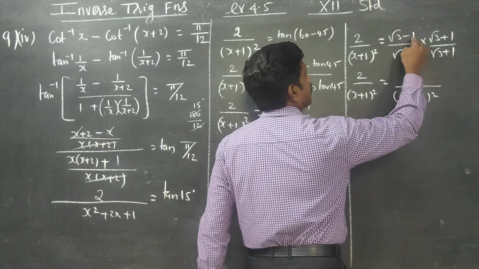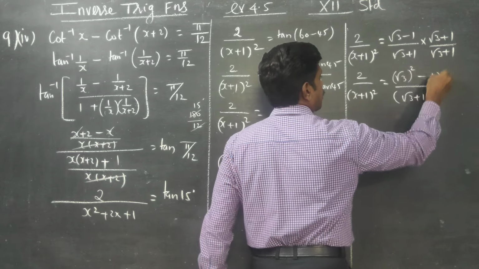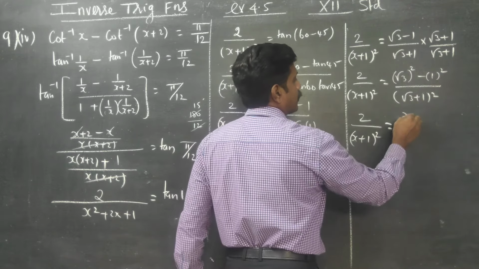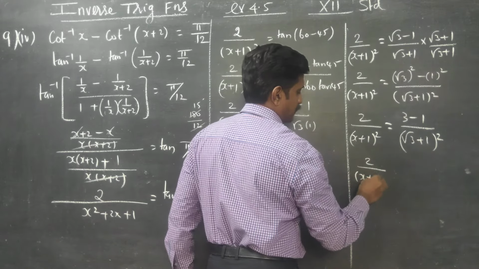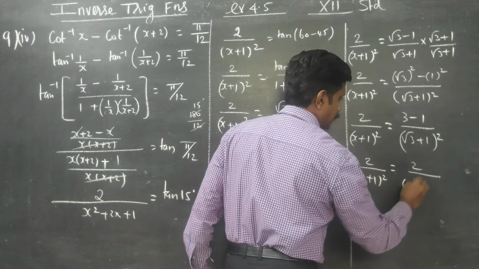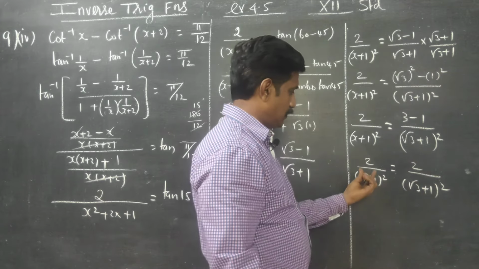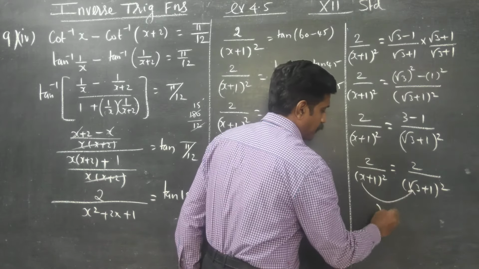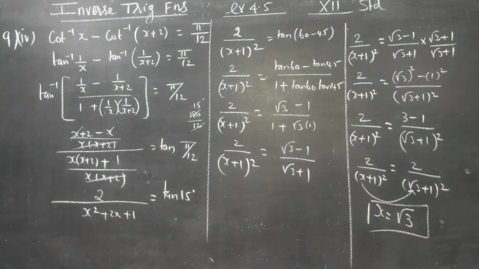Plus 1 whole square. a minus b into a plus b is the algebra formula, a square minus b square. So 2 by x plus 1 whole square is equal to 3 minus 1 by root 3 plus 1 whole square. So 2 by x plus 1 whole square is equal to 2 by root 3 plus 1 whole square. Comparing these two terms, 2 is equal to 2. Therefore, the whole squares are equal. When we compare this, the value of x will be root 3. Therefore the solution for this sum is x is equal to root 3. Thank you.